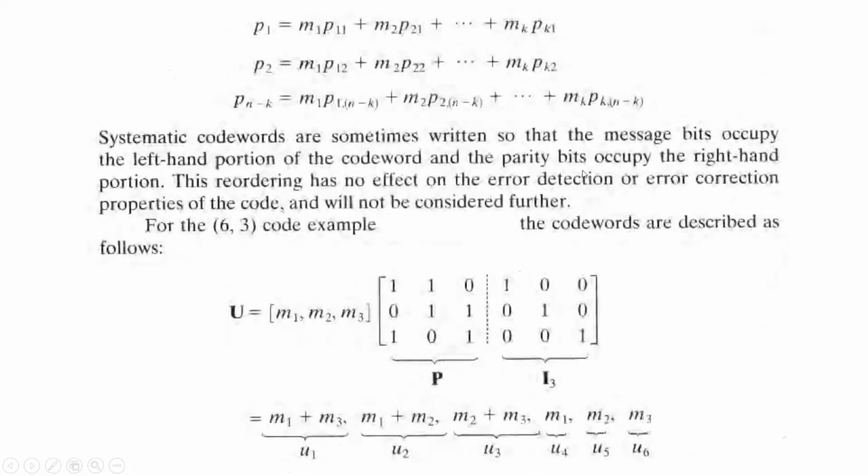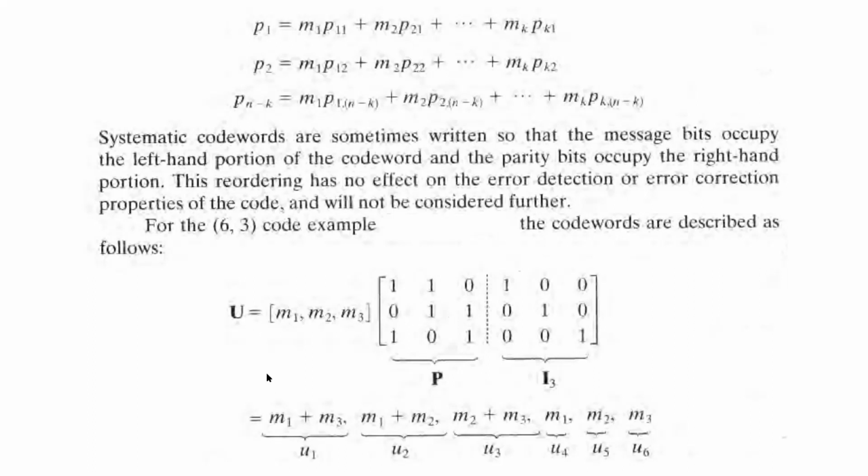Systematic code words are sometimes written so that the message bits occupy the left. How can you achieve that? That can be achieved if you just interchange the parity portion of the generating matrix and the identity matrix portion of the generating matrix. If these are exchanged, you will get the message bits at the left.